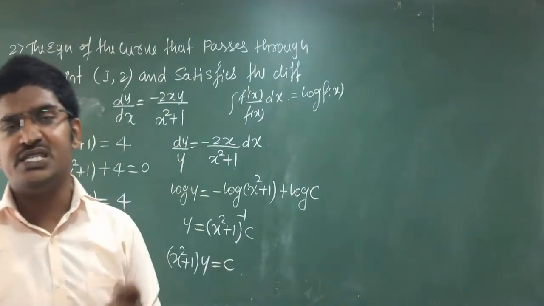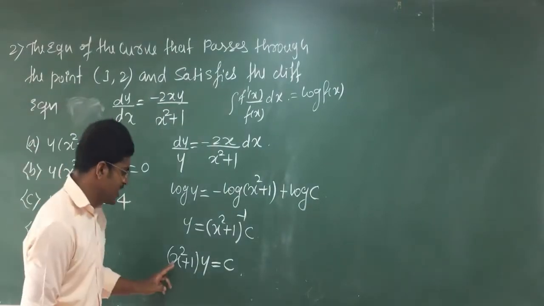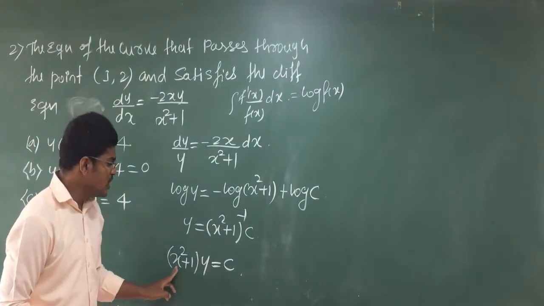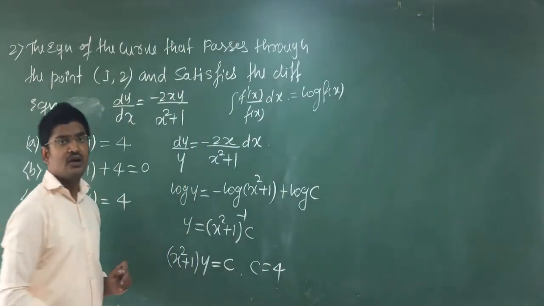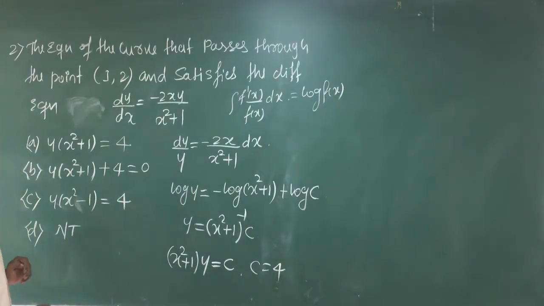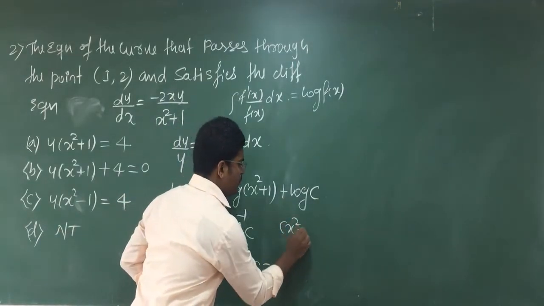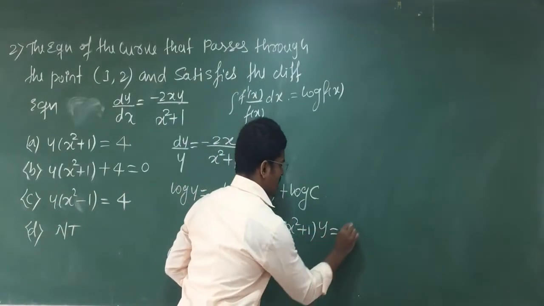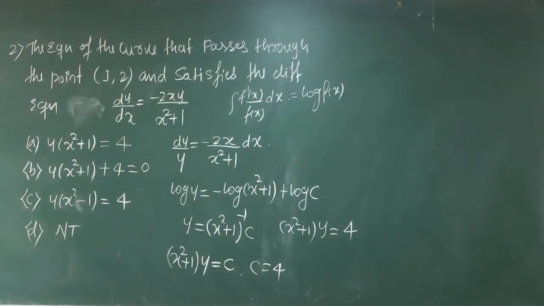So already they have given the point 1, 2. So your curve is passing through 1, 2. If you put 1, 2 in this, what are you going to get? 1 square plus 1, that means 1 plus 1, 2. 2 multiplied with 2, 4. So c will be equal to 4. Now you can see your solution, that c can be written as 4. So x square plus 1 into y equal to 4 will be the answer. Now let us see the options. Clearly y into x square plus 1 equal to 4 is your answer.